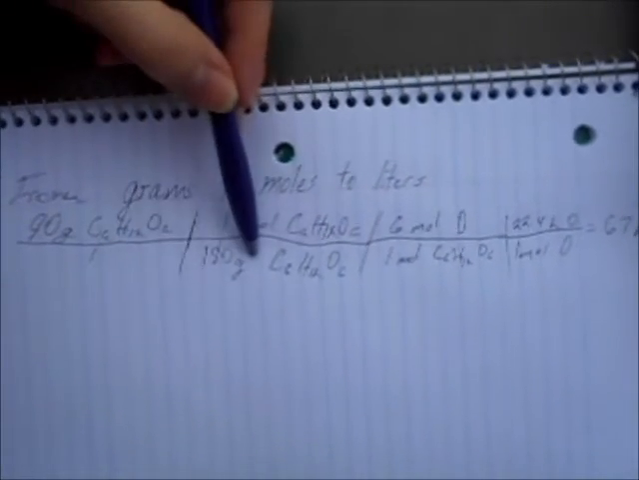Okay, this one's slightly different than the last ones because we're going from grams to moles and then to liters. So, how you do this is you start off with grams of C6H12O6. We're going to have 90 of those. Okay, the approximate weight of 1 mole of C6H12O6 is 180 grams. So, you're going to divide this by this.